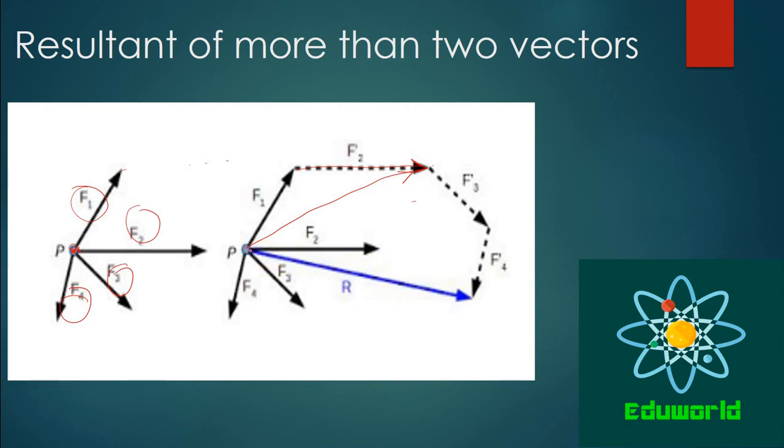Now we come to F3. We will try to draw F3 from the endpoint of the resultant of these two. Say that resultant is R1. So from this point we are drawing F3. So resultant will be this. Say this is R2. Now we have F4. So we will have to draw F4 from the endpoint of R2. So this is F4. And if we complete the triangle, this will be the resultant of all these forces, R. This is very simple.